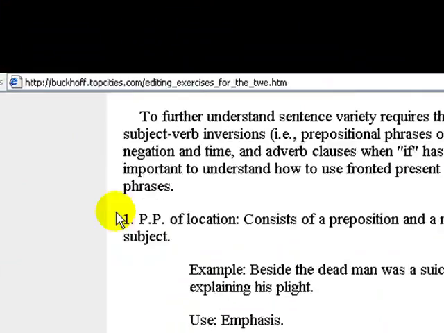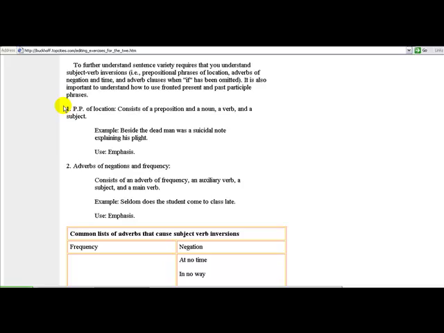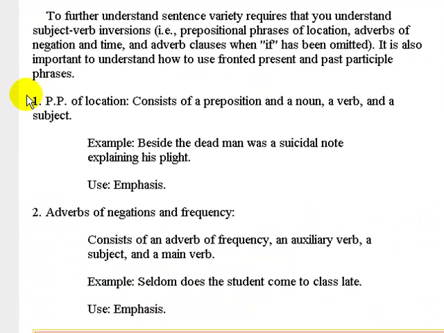Okay, first let's talk about prepositional phrases of location. In this case, you'll have a preposition, a noun, a verb, and a subject. For example, beside the dead man was a suicidal note explaining his plight.